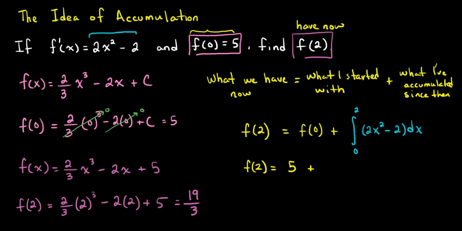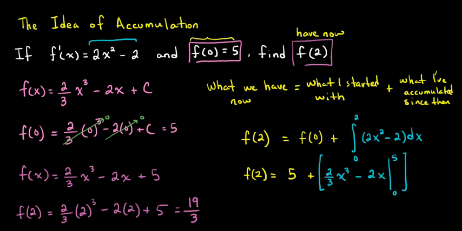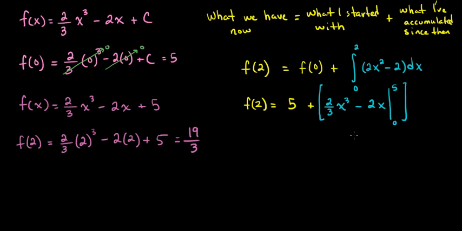Plus, and now we have to just anti-differentiate here. So 2x squared, the antiderivative we already know is 2 thirds x cubed minus 2x. But again, by the fundamental theorem of calculus, we know that we're going to have to substitute these limits into this function here. Maybe I should put some brackets here so that you don't include this 5 here. And so what I can do now is clean this up a little bit, and let me just scroll down to give me some more room here.